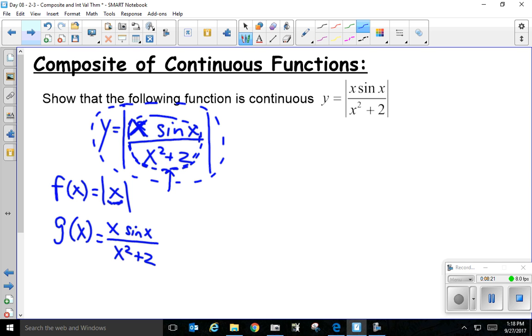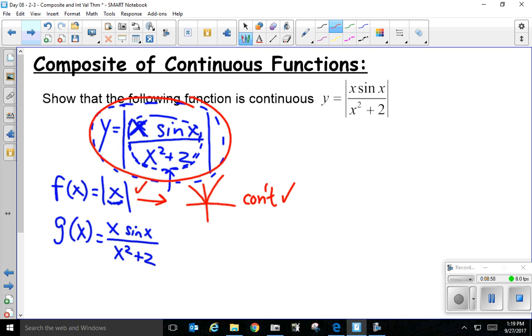Okay? So in order to show that this whole big function is continuous, I have to make sure the two functions that make it up are both continuous, right? Because if they're both continuous, then the composition of them is continuous. What is the graph of the absolute value? Notice the graph looks like a V. That's continuous. Bang. Continuous.